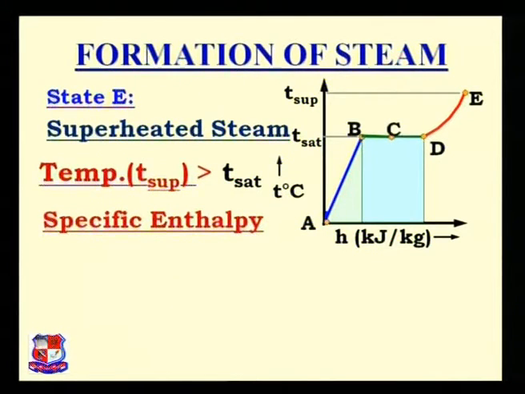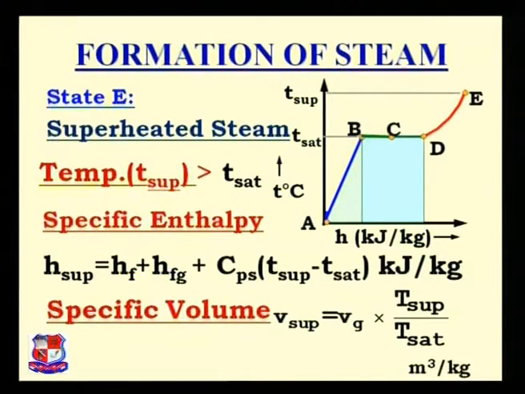The properties at state E. The type of steam is known as the superheated steam. Temperature at point E is greater than T set, so it is known as T sub, superheated temperature. Specific enthalpy of steam H sub, that is equals to HF plus HFG plus Cp of steam multiplied by T sub minus T set kilojoule per kg, and specific volume of steam, that is V sub, is equals to Vg multiplied by T sub divided by T set.